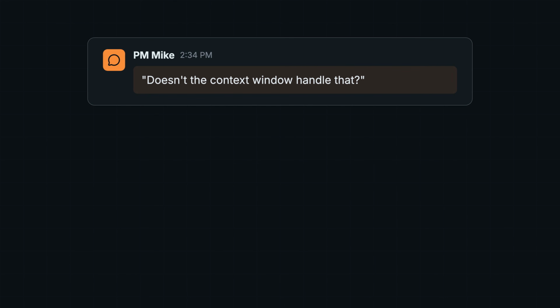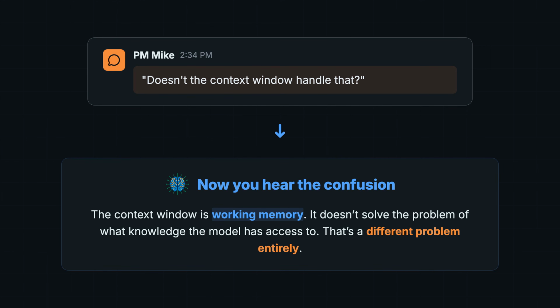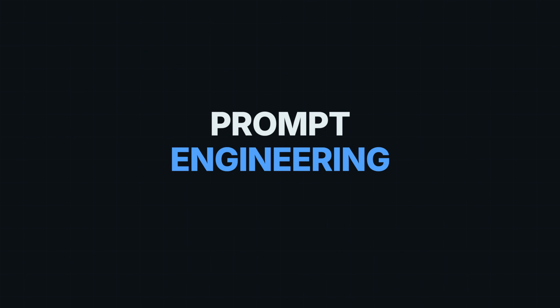And remember that Slack message. Doesn't the context window handle that? Now you can hear the confusion. The context window is working memory. It doesn't solve the problem of what knowledge the model has access to. That's a different problem entirely. One we'll get to soon.